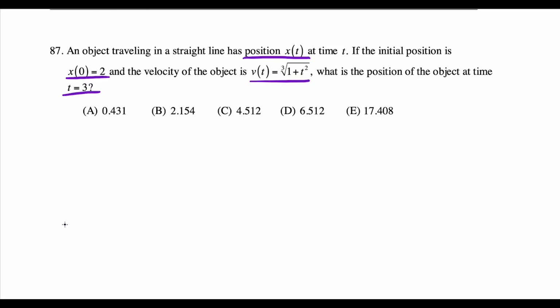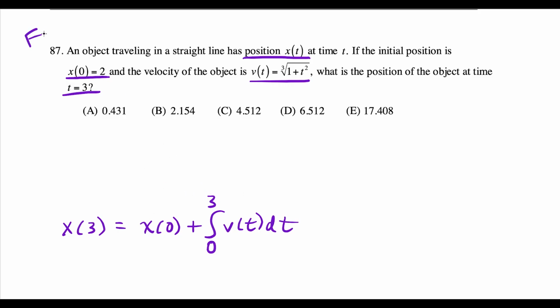Now, for a question like this, if you want to find the position at t equals 3, if you know your formulas, you'll show up and say, all right, x of 0 plus the integral from 0 to 3 of v of t dt. So if you know this, then great. But let's say you were to forget something like this.